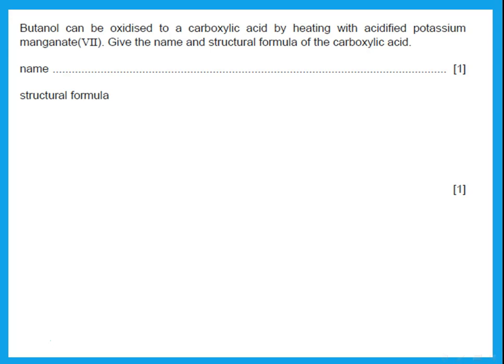Butanol can be oxidized to a carboxylic acid by heating with acidified potassium manganate. Again, we're trying to oxidize what? Butanol. Then I should end up with the corresponding carboxylic acid, which would be butanoic acid. Now, how do I draw butanoic acid? But has how many carbons? 4. And oic acid means double bond O, single bond OH on the last carbon.